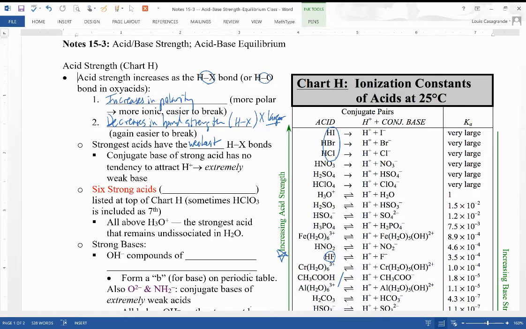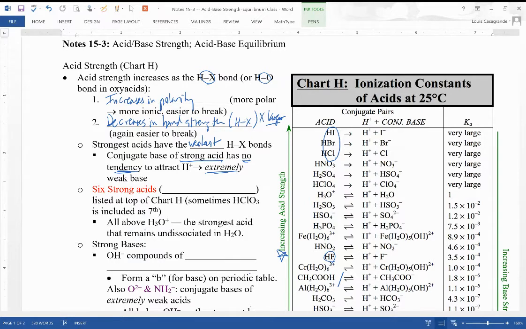And the conjugate base of a strong acid, and this is going to be important later on when we talk about weak acids and bases, has literally no tendency to attract a proton. So even though we call it a base, it's an extremely weak base. And so for that reason, the strong acids on the chart are written with a single directional arrow pointing to the right. There's no equilibrium going on.